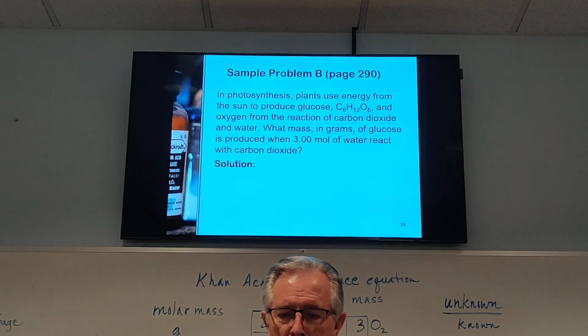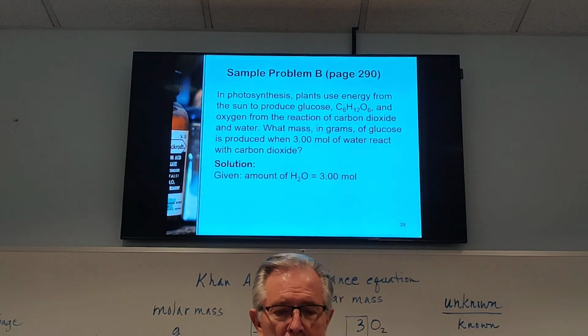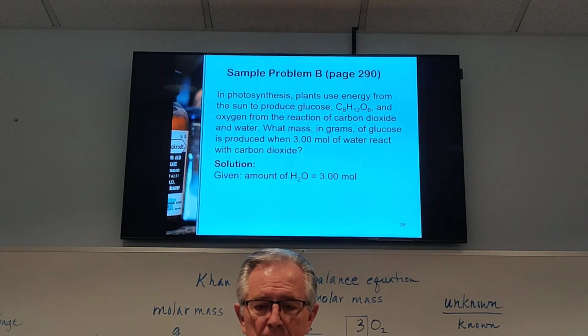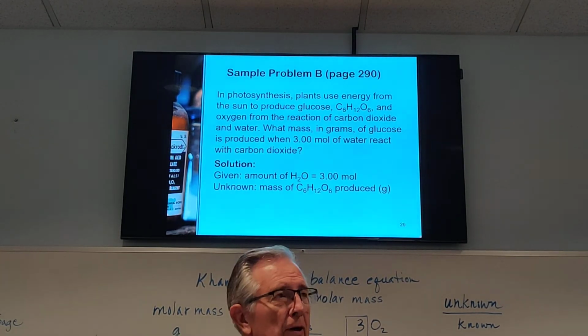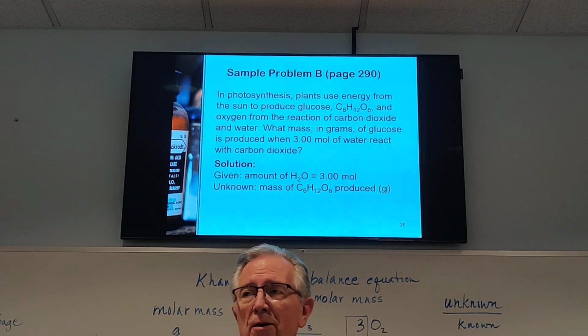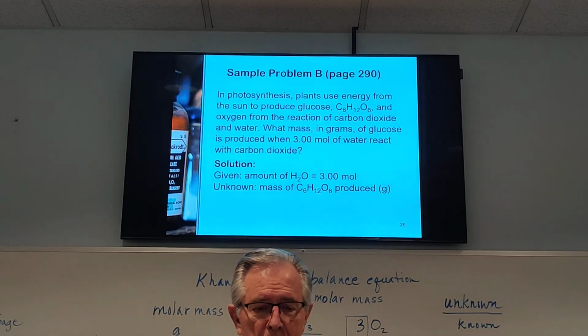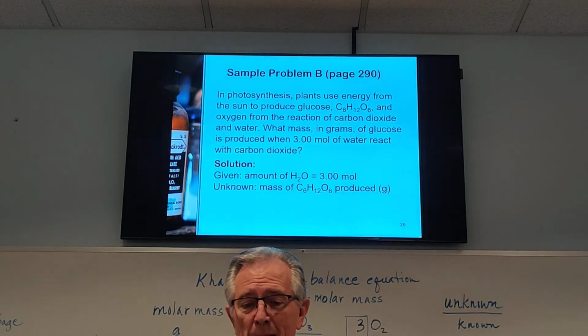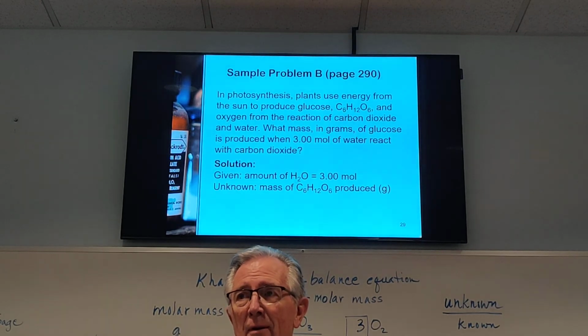And so I have to list what's given. Well, I've been given 3 moles of water. 3 moles of water. And then what's my unknown? They want to know how many grams of glucose are going to be produced. How many grams of glucose? Now, they don't tell us anymore. They don't even give us a balanced equation. So we need to write that.